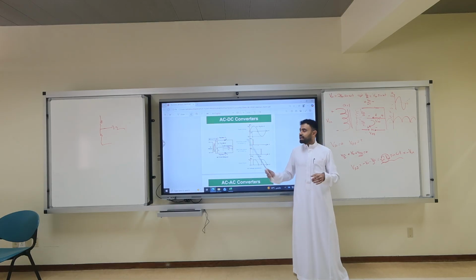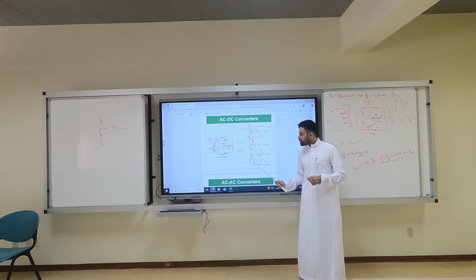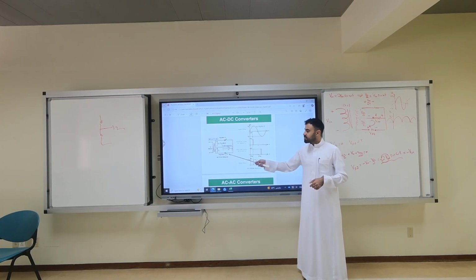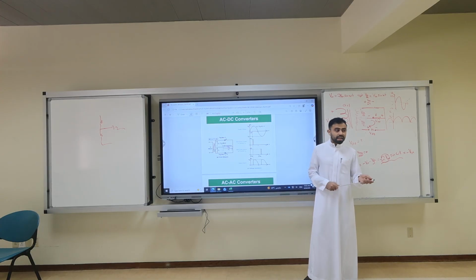It's a diode with a gate pulse. If you fire at this angle, the diode will conduct. And then it will remain on until the negative cycle. After the negative cycle, you have to wait until you fire the other thyristor. Once you fire it, it will conduct and rectify, because this one is negative. Clear?